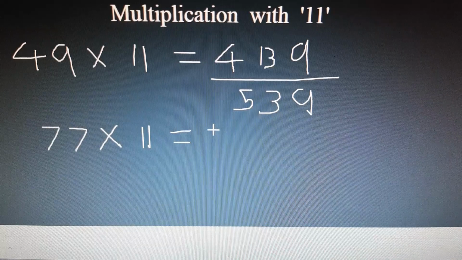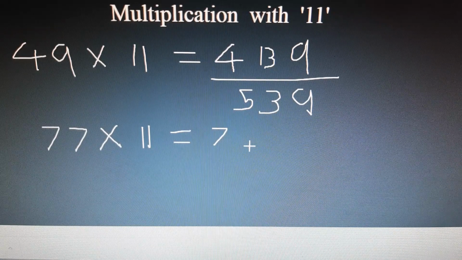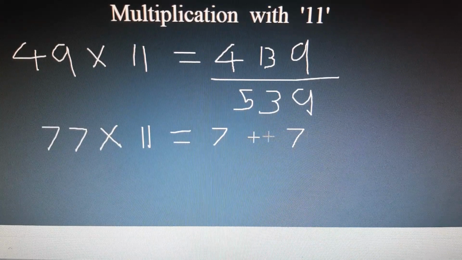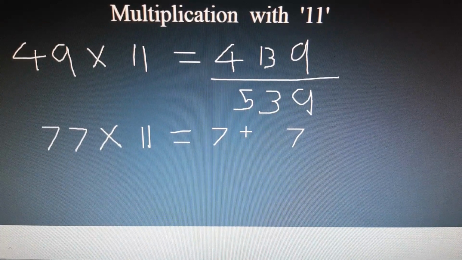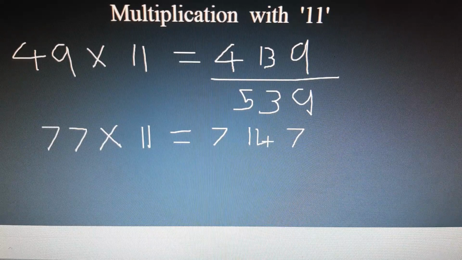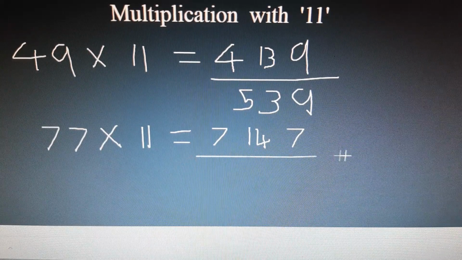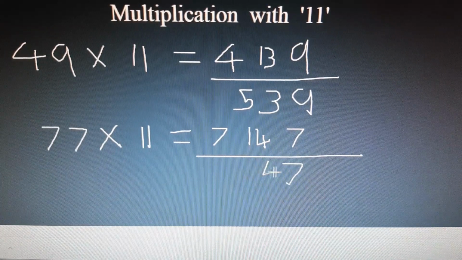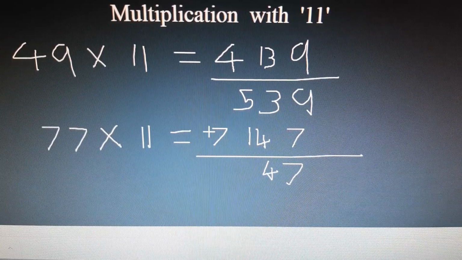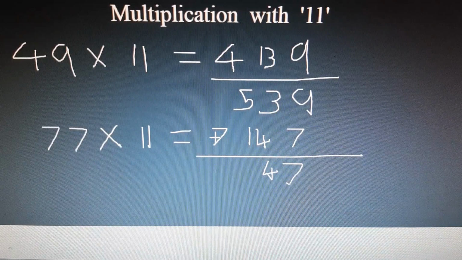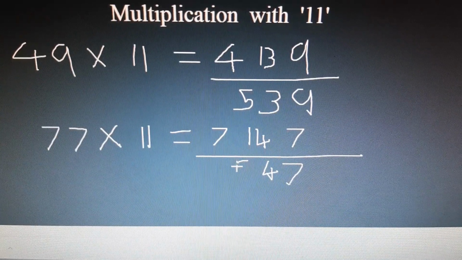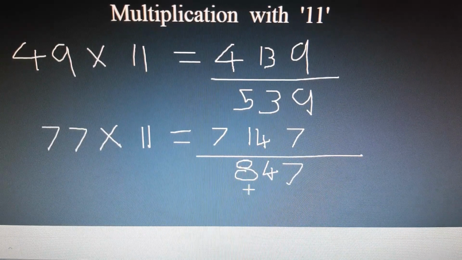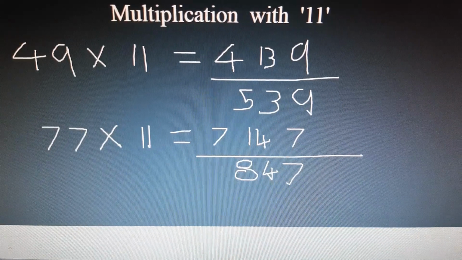So first step is you have to write down 7, keep some space, then again 7, then you have to add both the figure. 7 plus 7 is 14. So the final answer is you have to write down 7 here, then 4 here, and add 1 in the first figure. First figure is 7 plus 1 is 8. So your answer is 847.